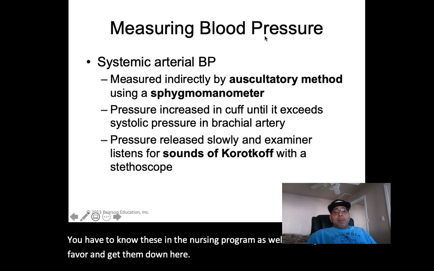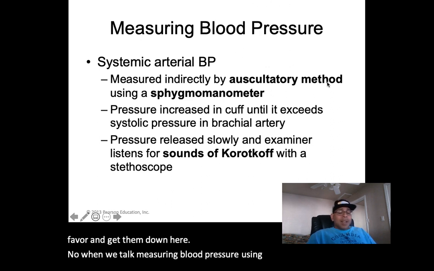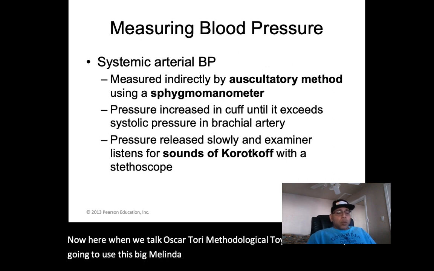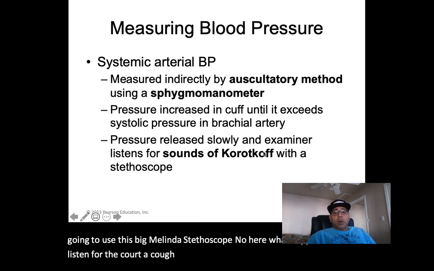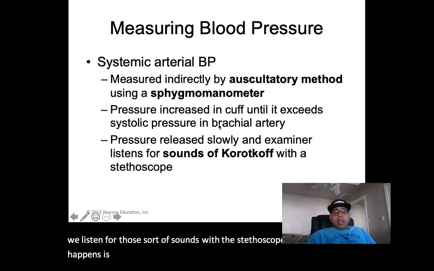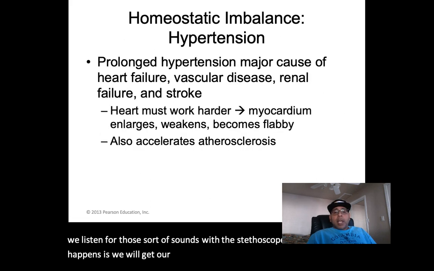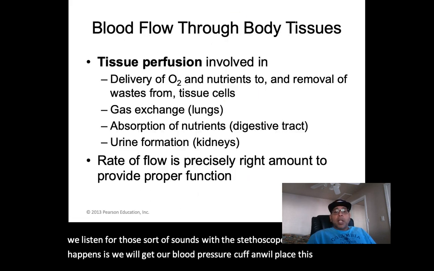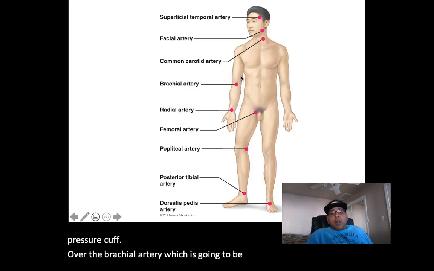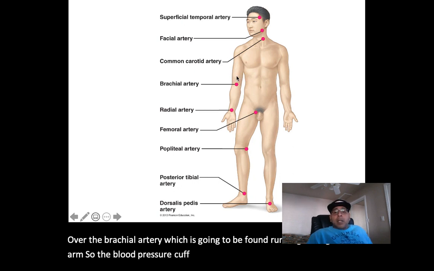Now when we talk measuring blood pressure using the oscillatory method, I told you it is going to use the sphygmo and the stethoscope. Now here, what happens is we listen for the Korotkoff sounds, and we listen for those Korotkoff sounds with the stethoscope. So here what happens is we will get our blood pressure cuff and we'll place this blood pressure cuff over the brachial artery, which is going to be found running through the arm. So the blood pressure cuff is going to be placed on this bicep.